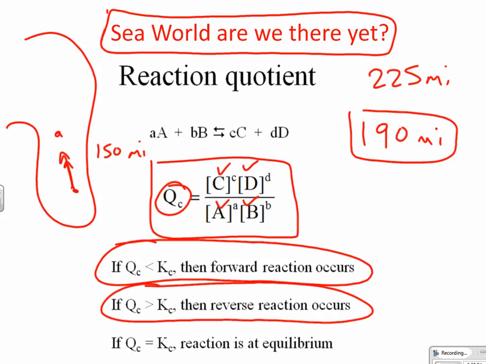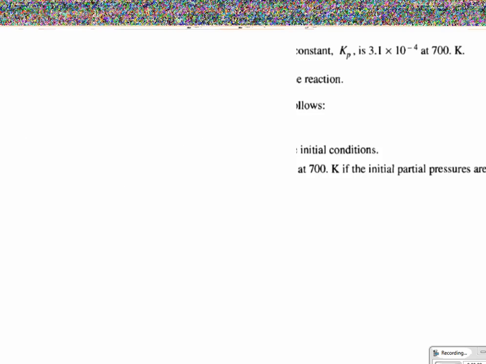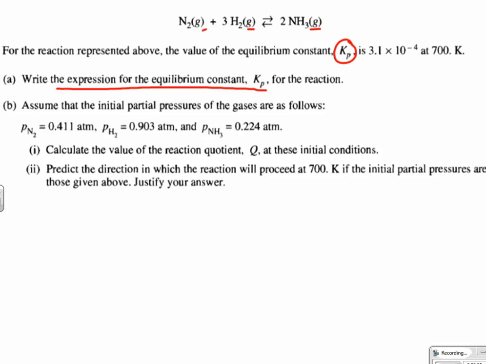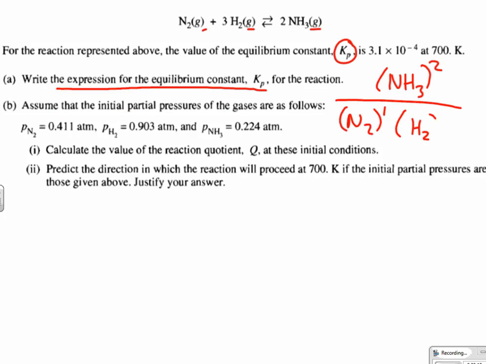First thing they ask you to do is write the expression. Well, equilibrium expression, products over reactants. Notice there are gases and it says Kp. I can't use brackets, so I would go NH3 in parentheses squared over N2 to the first, and then I don't even have to write that, H2 to the third. That equals Kp. That's how I write my expression.